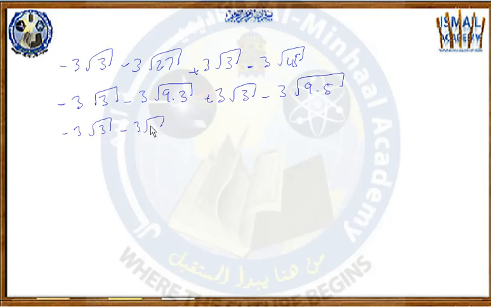So it's the same thing as minus 3 square root of 3, minus 3 times square root of 9 times square root of 3, plus 3 square root of 3, minus 3 times square root of 9 times square root of 5. What is the square root of 9? It's 3. So 3 times 3 is what? 9. How do you do 45? Because 9 times 5 is 45.